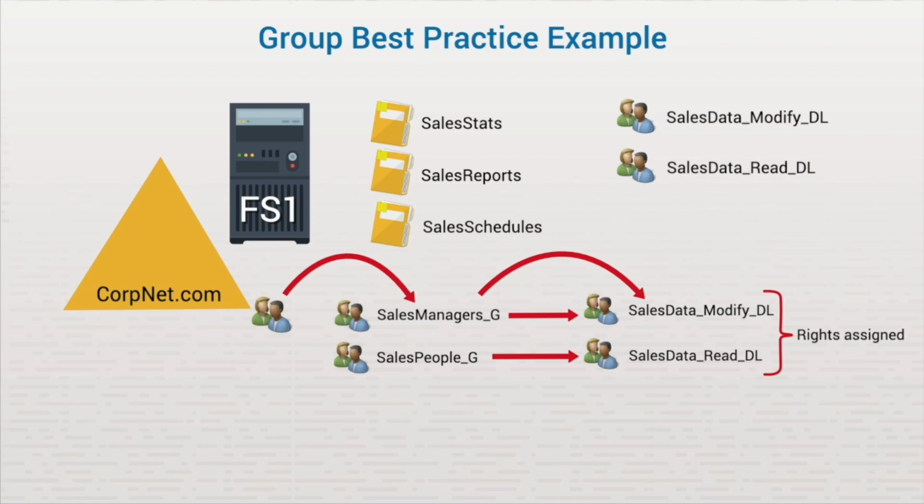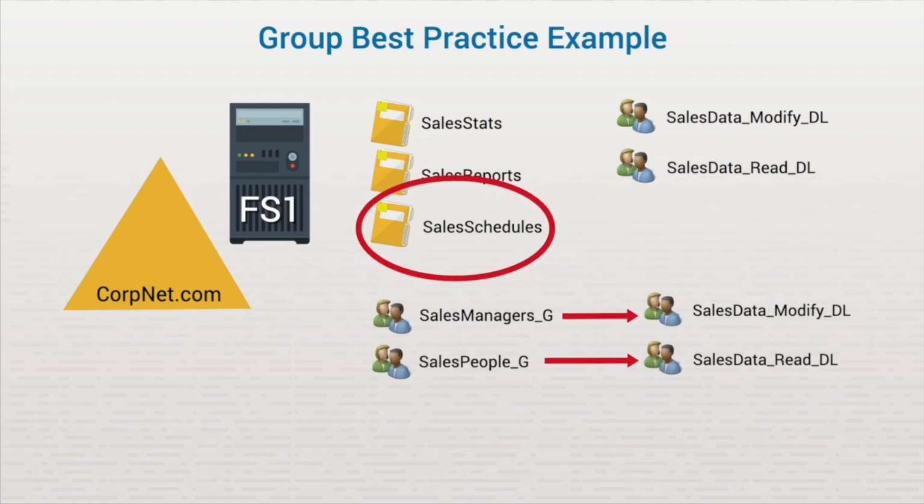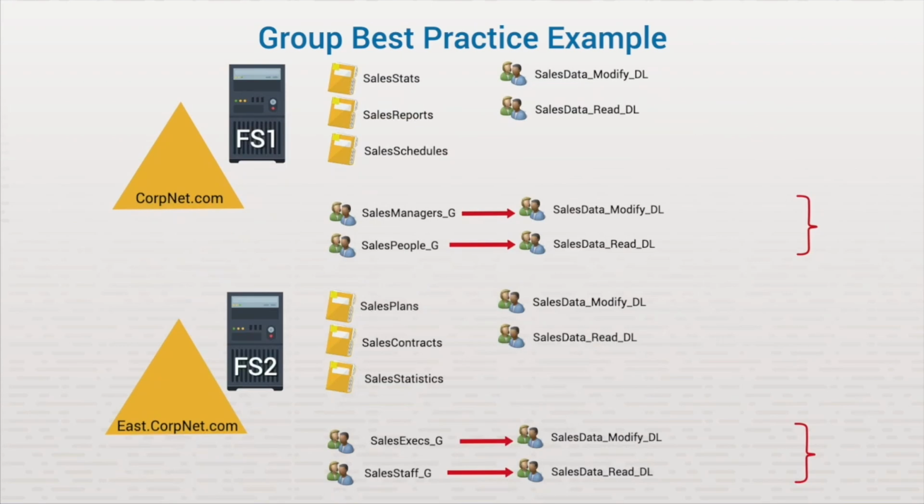You may be wondering why you can't save time and just assign the rights to the global groups. To answer that, let's look at what happens when you start adding in more domains. Let's say that CorpNet gets another domain, east.corpnet, and it's set up the same way as CorpNet. They've got 3 shares for sales and a couple of global groups for the sales department managers and salespeople. Those get nested into a couple of domain local groups and then have rights assigned to the domain local groups.